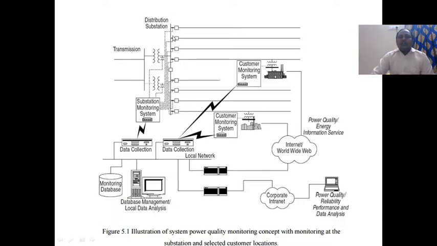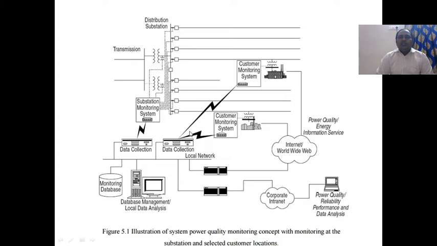Next, after the distribution substation there are a number of distribution lines. The distribution lines are connected to factories or consumers, etc. So this is a customer monitoring system in factories. In factories also we collect the data. Customers also we collect the data, at each interval.